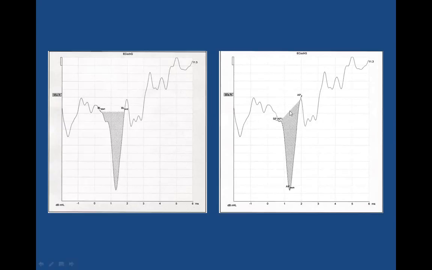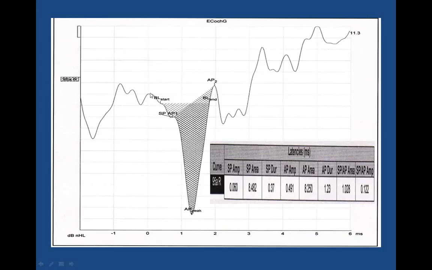And then we do the same thing for the AP, except instead of looking for a baseline comparison, we start where the AP begins, we end where the AP N2 begins, and we call that the AP. And then we make the comparison, and as you can see here, our amplitude ratio is 12%, well within normal, and our area ratio is around 1. Again, well within normal.